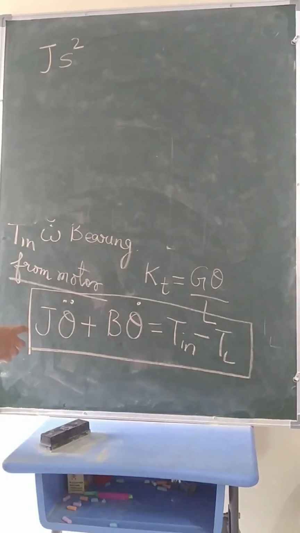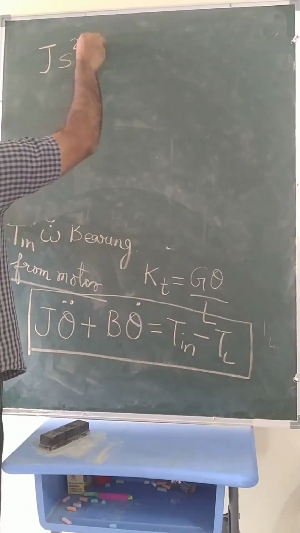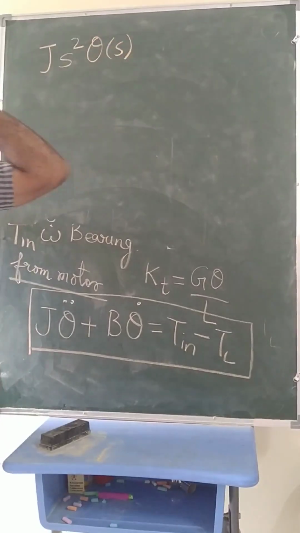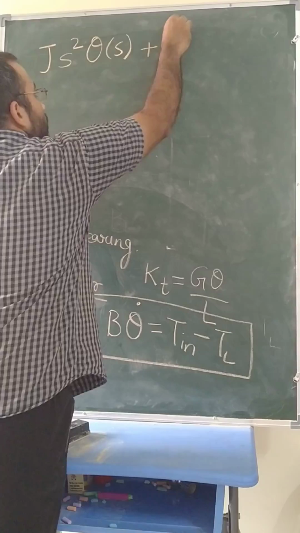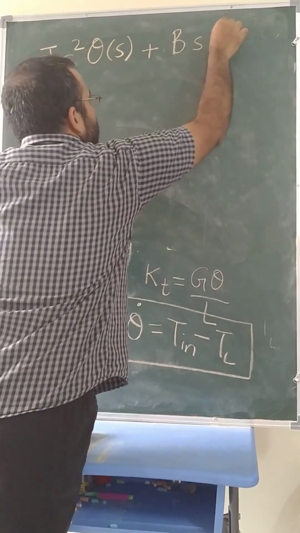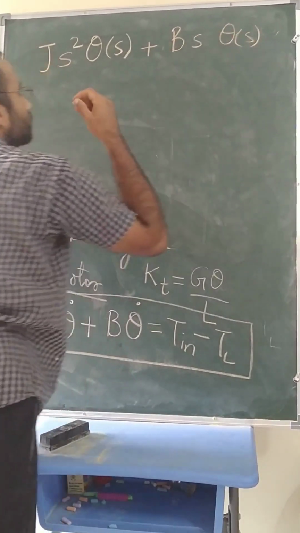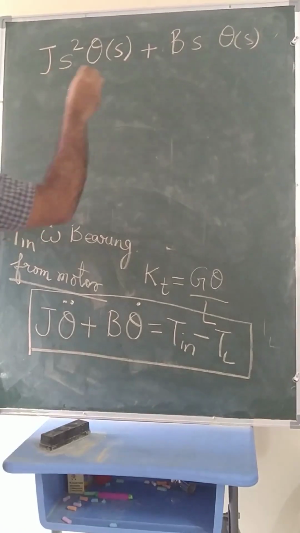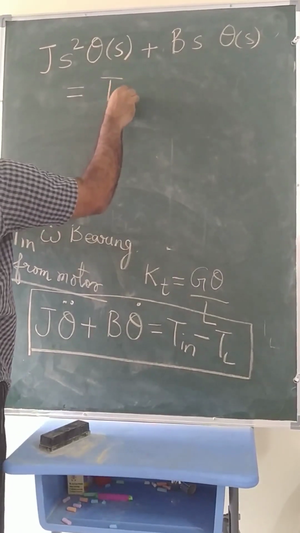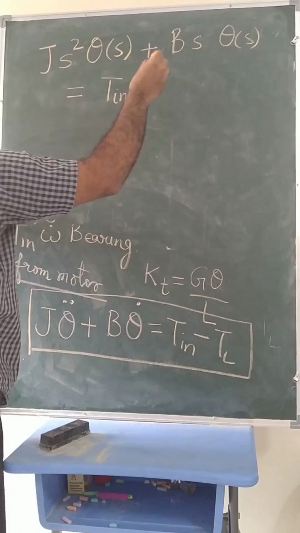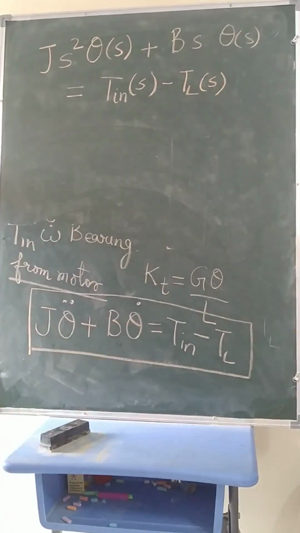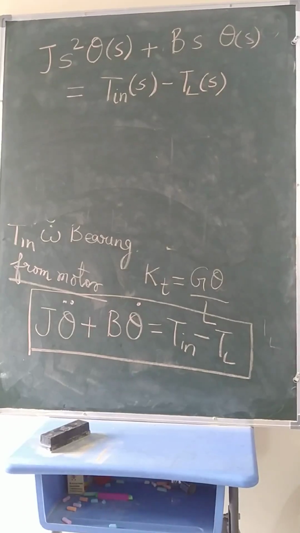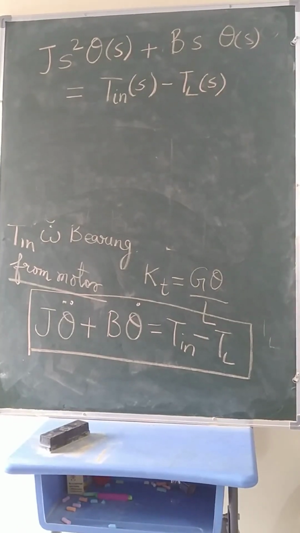So this will be J s square theta s plus B s theta s is equal to T in s minus T L s. Right? T in minus T L s. Isn't it?